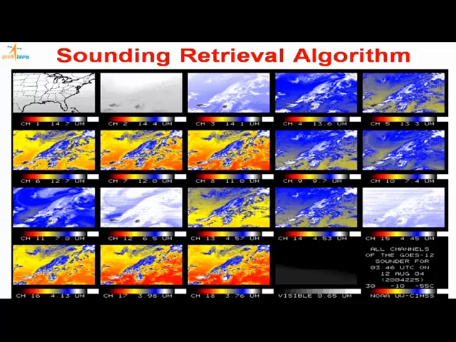From these 6 channels, you can get the temperature profile at different layers in the atmosphere. These 3 channels are in the water vapor absorption bands, and you can get the water vapor profile from these 3 bands. Similarly, other bands are for surface as well as atmospheric temperature profiles.